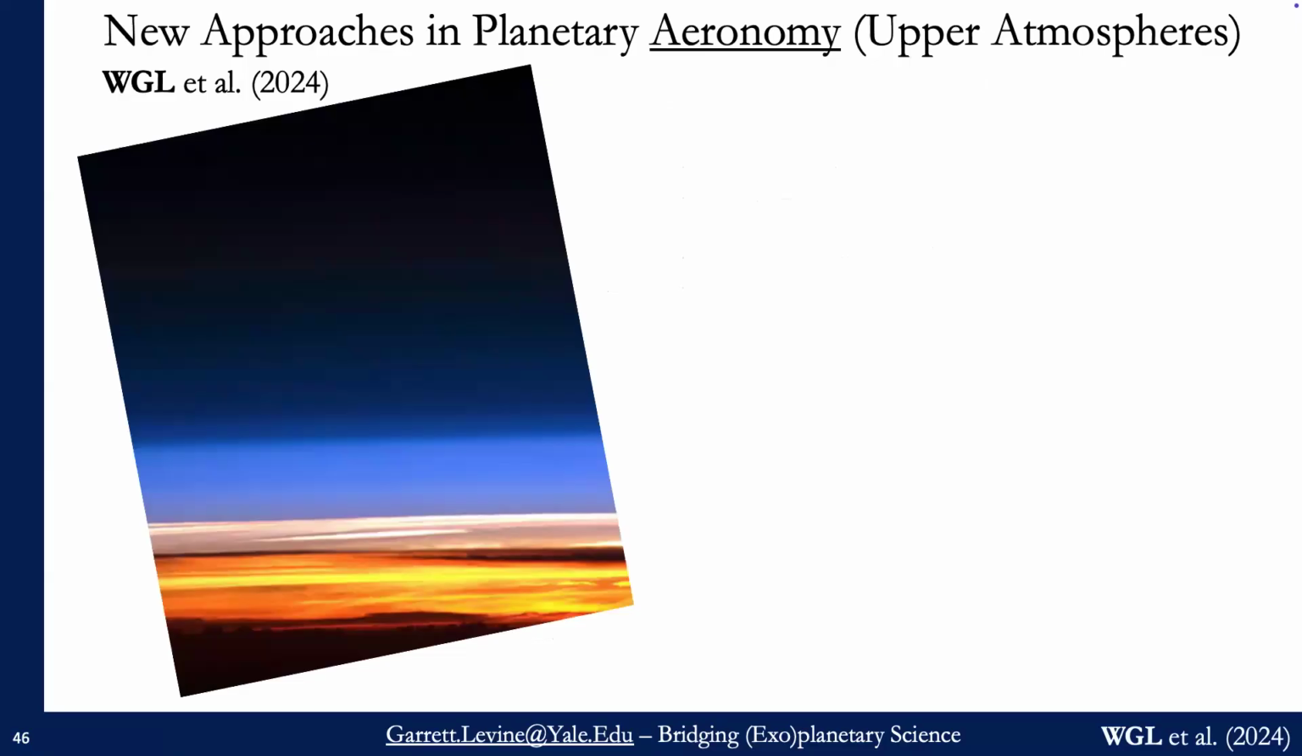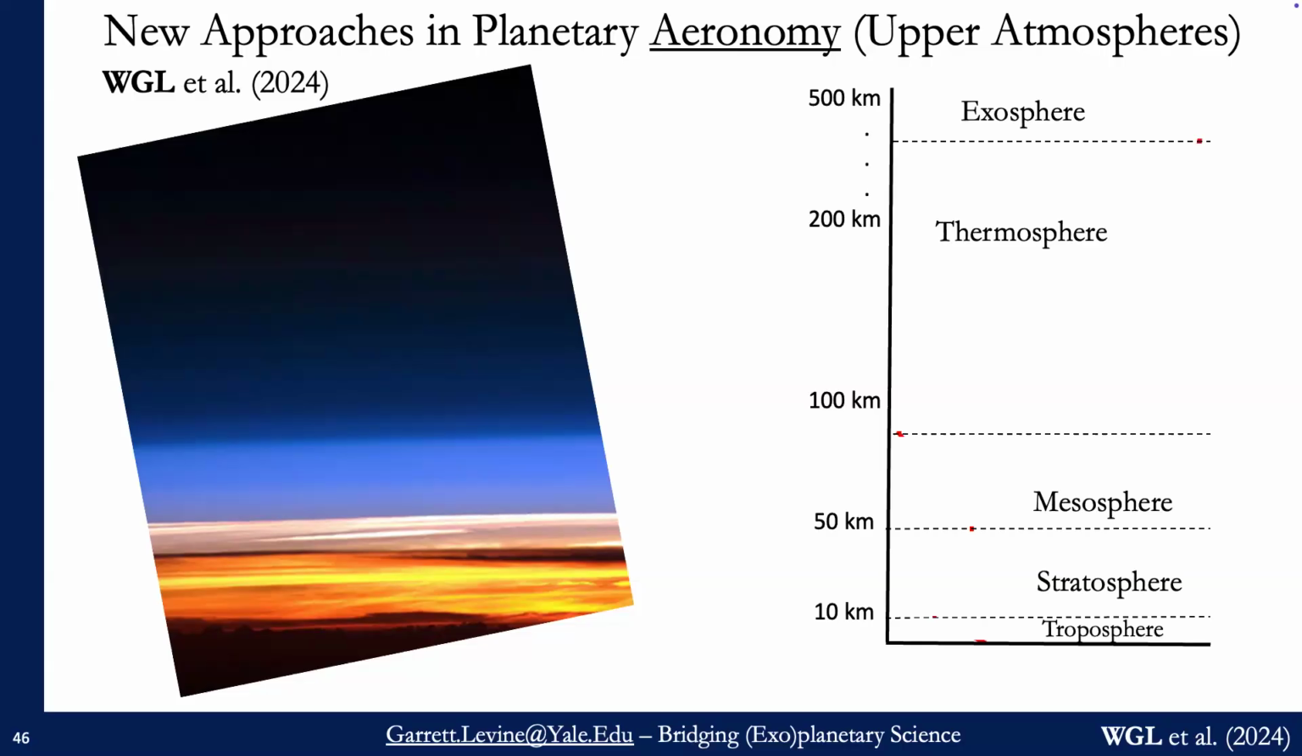Of course, since we're trying to bridge the solar system and exoplanet science, it's prudent to start with Earth, the atmosphere that we know best. This is a picture of Earth's atmosphere in airglow, taken from the International Space Station. These are all the layers of the atmosphere lit up in different colors, and those colored layers correspond approximately to these names and these altitudes.